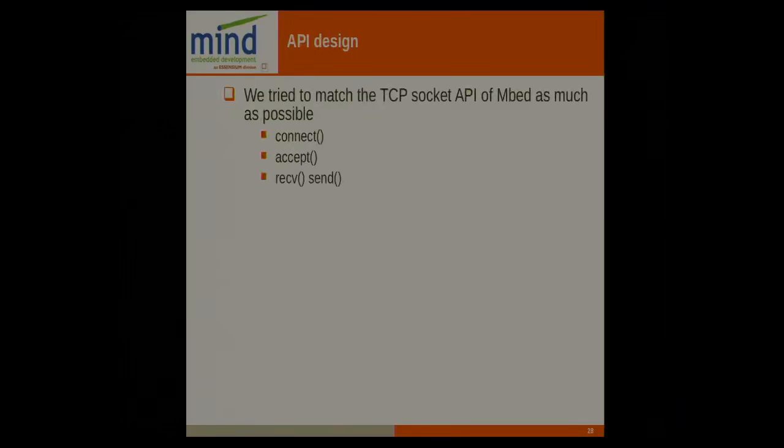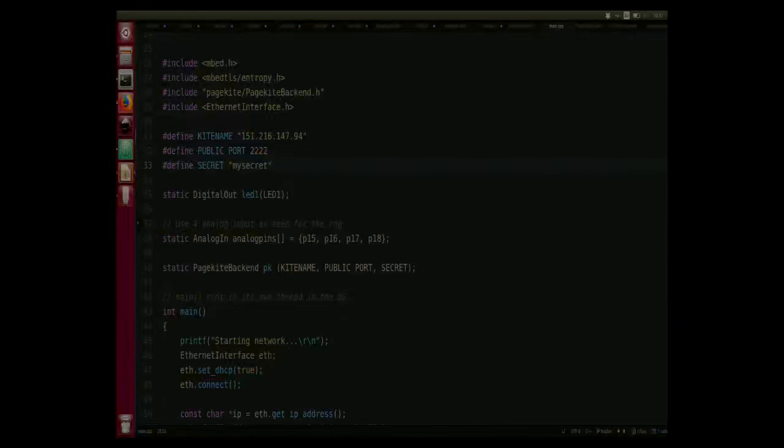So what's the API? How did we design it? We tried to make it as similar as possible to setting up a TCP socket connection in Mbed. So maybe let's look at some code. Here it is. So what do we need? We need some variables, of course. The kite name is here; I used an IP address, but usually it's the DNS name of your front-end server. And then the port towards which the clients will connect on your front-end server, so the public port on the internet. And then your shared secret.